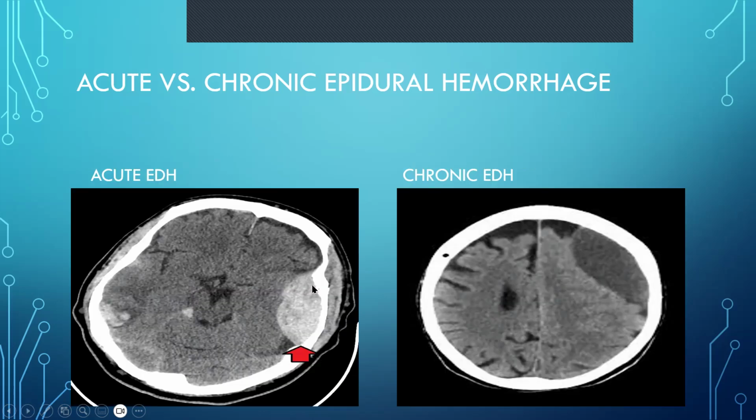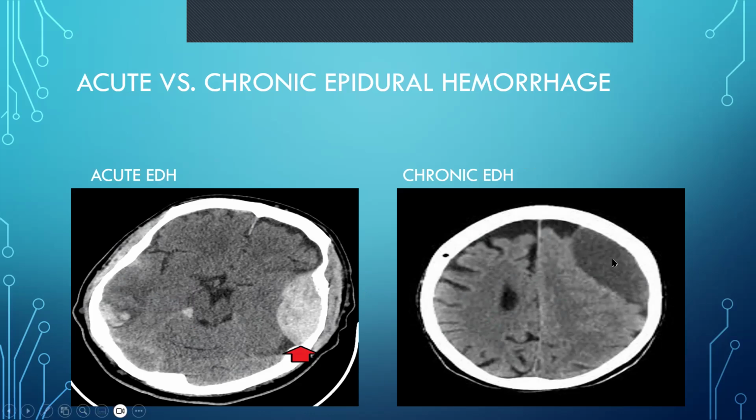So here we have an acute, and here we have a chronic. And here you can immediately see the difference between the two. So an acute, as we said, nice and bright, whereas a chronic tends to be a little bit darker. Now, it depends on the chronicity as well. I'm not going to get into that because there are ways to actually tell how chronic a chronic epidural is, but that's not important for you at this stage.